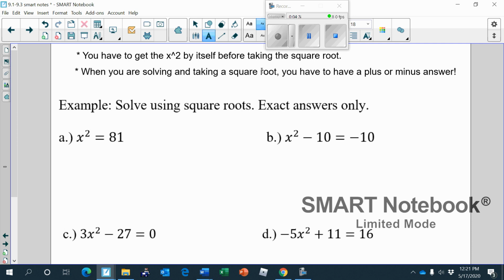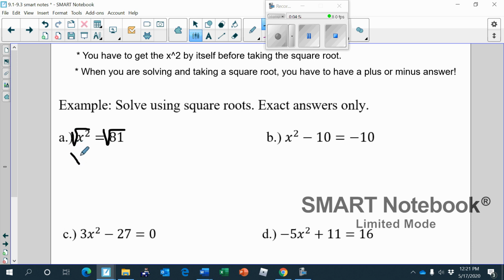Okay, so let's go down here. So my x squared is by itself, so I'm good. That means I can take the square root. I'm going to do the best I can with my marker here. I'm going to take the square root over here, because that's our inverse operation, because they'll now cancel each other out. And I'm going to take my square root over here. So I cancel out my squared and my square root.